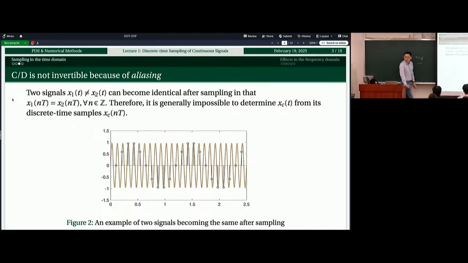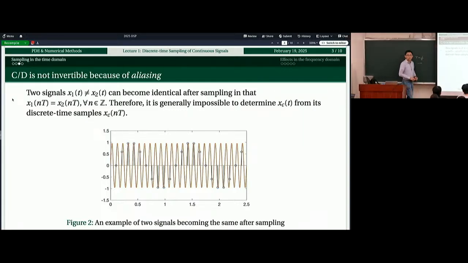So there's ambiguity in looking at the result of sampling. In the most general sense, sampling is not invertible. And this ambiguity is what we call aliasing. We will come back to that. Sometimes a high frequency component can be disguised as a low frequency signal after sampling. So there's ambiguity in that. So far so good? Yeah, aliasing.